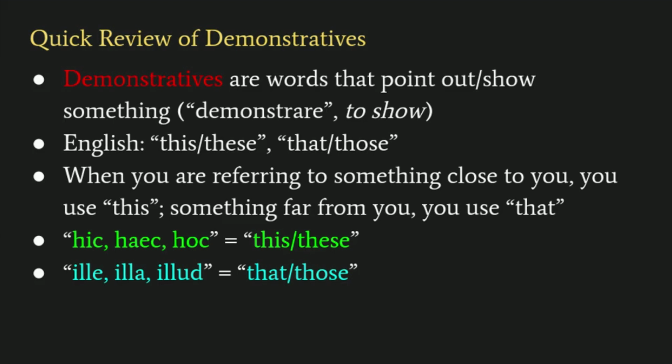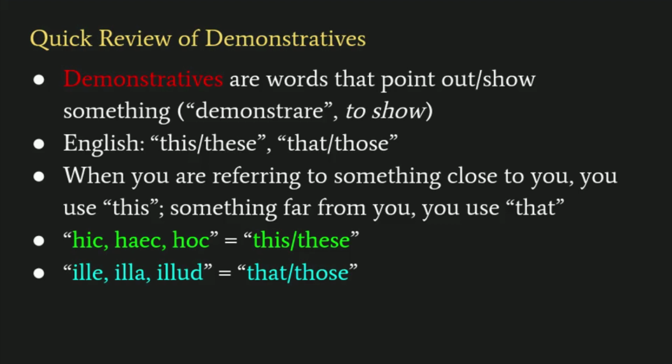So when something's close to you, you use this in English, right? It's going to be hic, haec, hoc in Latin. So this is something close to you. That is something that's far away from you. These and those are just the plural forms. That's all. So again, in Latin, you have hic, haec, hoc, which means this and these. This, in this case, is the singular. The plural form means these. And then ille, illa, illud, which means that. And their plural forms mean those.